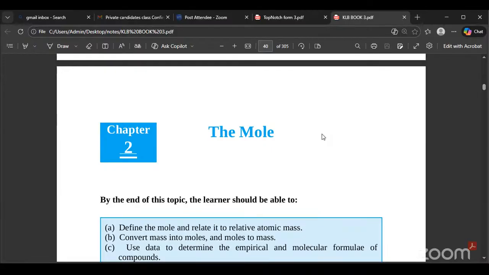So previously we did the gas laws. We have done some of the calculations that touch on gas laws. Immediately, the second topic after the gas laws now is the mole.